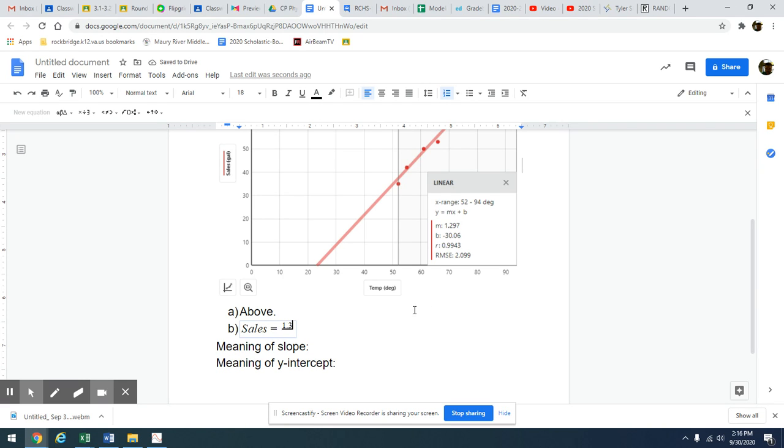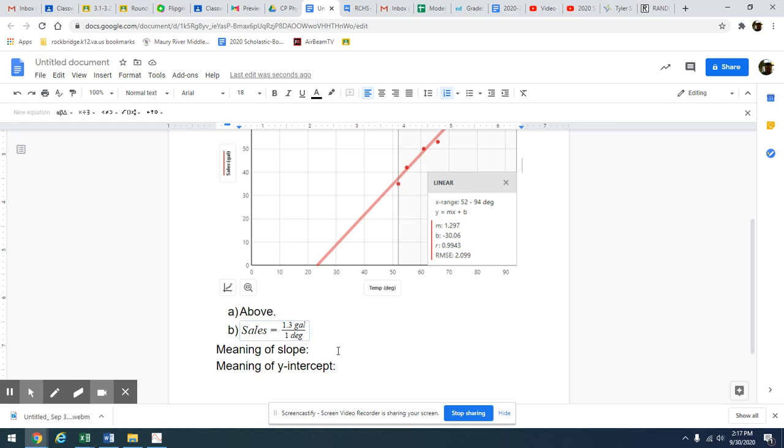1.3. What should the units be on the top? That's the rise over run, gallons. Over on the bottom, I'm always going to put a 1 because 1.3 divided by 1 is equal to 1.3. What should the units be down here? This is degrees. And that is the slope.